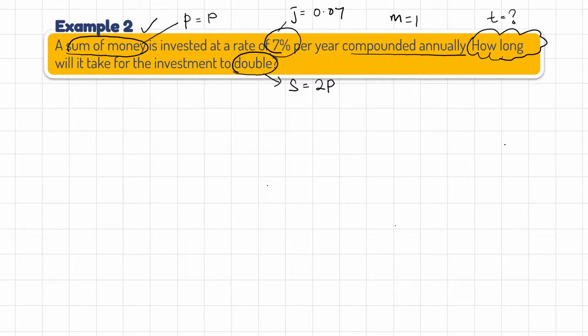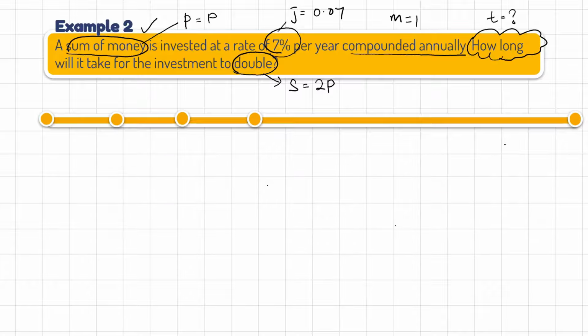Let's portray it on the timeline. So we have a timeline such as 0 year, 1 year, 2 year, 3 year, and the last is the one that we need to find, which is T year. Compounded annually, so we have 0 to 1 year, and then M equals 1, so it will be the same loop as the black one. So M equals 1 year. Then we will write here J equals 0.07.